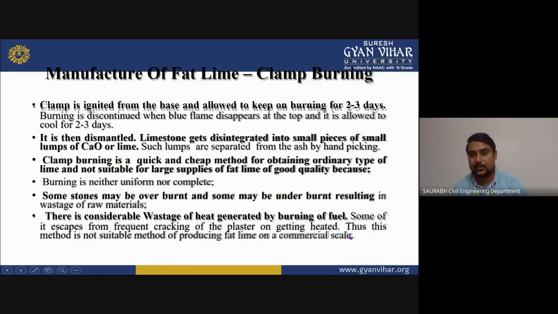So you can understand here, this method may only be used for small quantities of fat lime. In old times, this type of method was used for obtaining fat lime from stones.